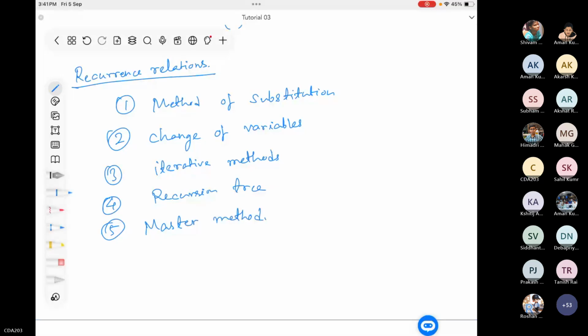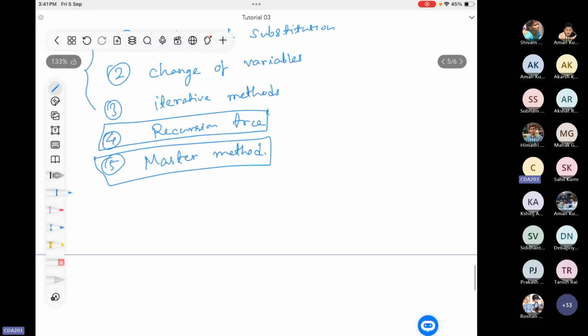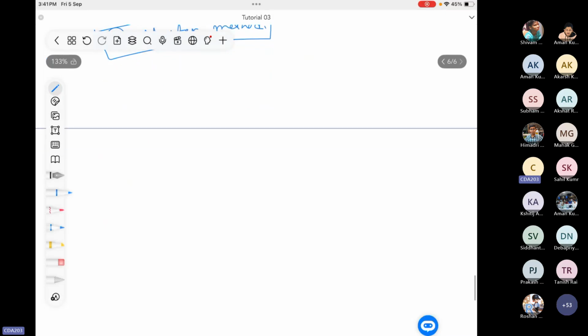Among all these methods, I discussed this one last time in the class very roughly. Maybe I'll discuss a little bit more about it today. This one will be covered by sir, so I'm not covering this one. So we will do mainly these 3 methods in today's class. Now the first method, the method of substitution.